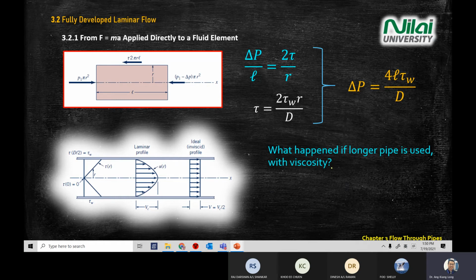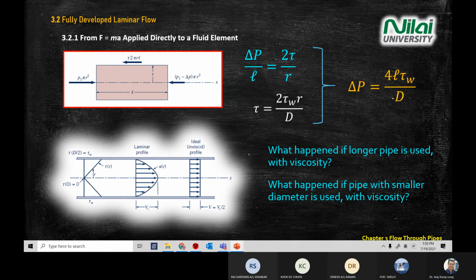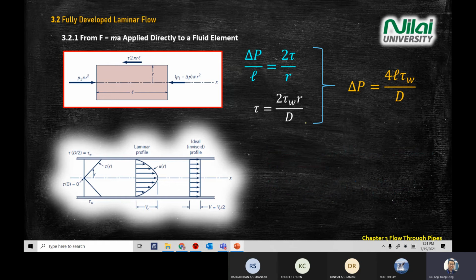All right, with viscosity in place, what happened if you use a longer pipe? What happened to the delta P? Delta P is the pressure between 2 points. Okay, another scenario. What happened if you use a smaller diameter with viscosity? Think, all these questions will be tested when it comes to your test or exam. Try to think.